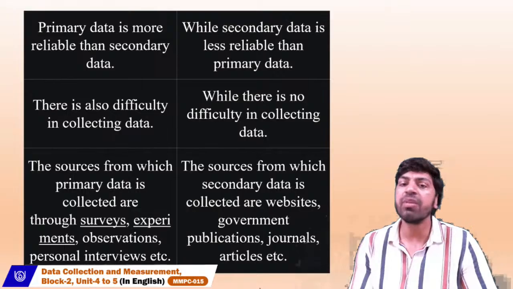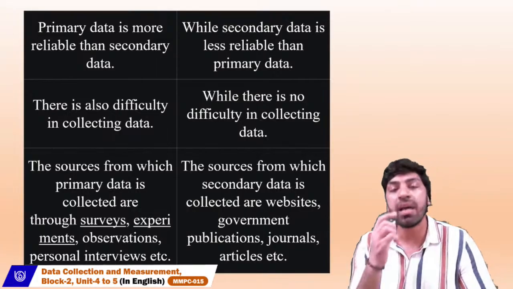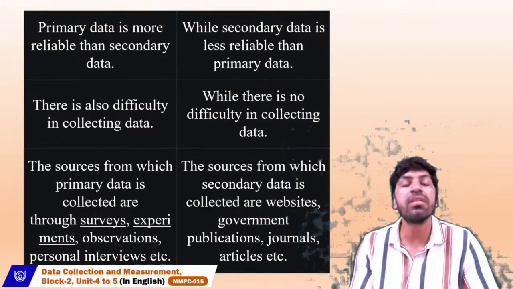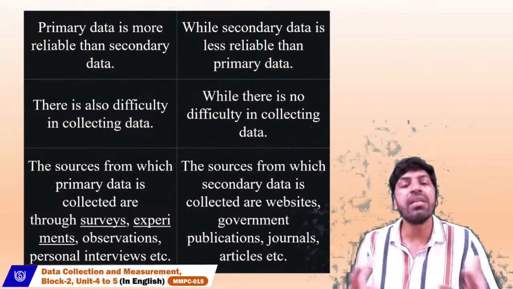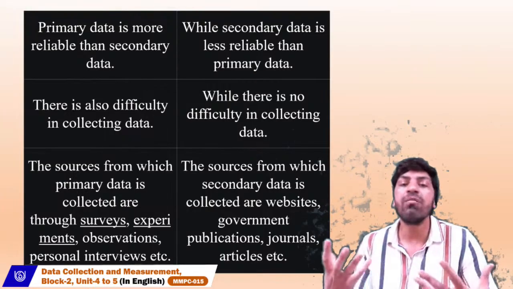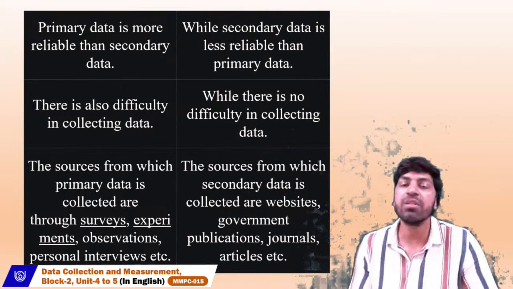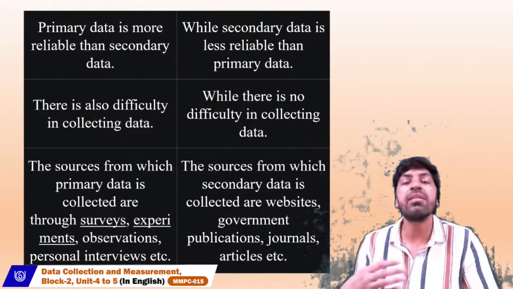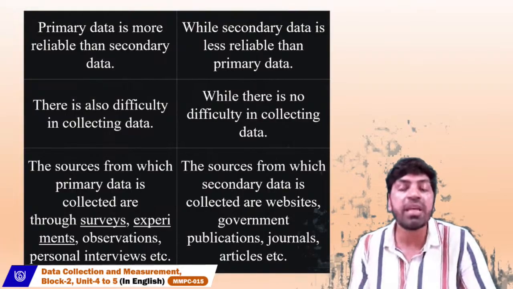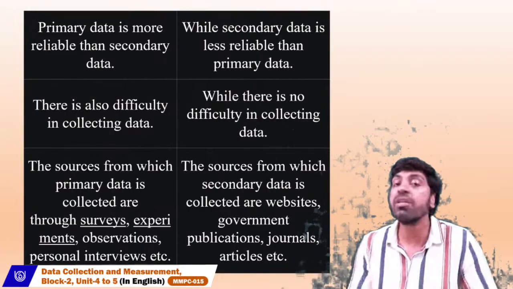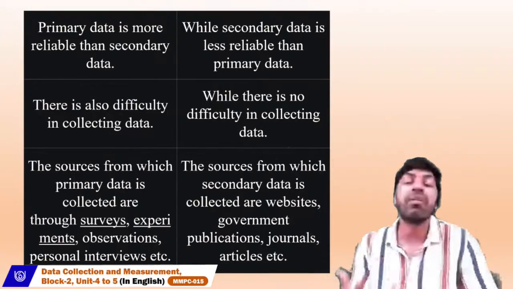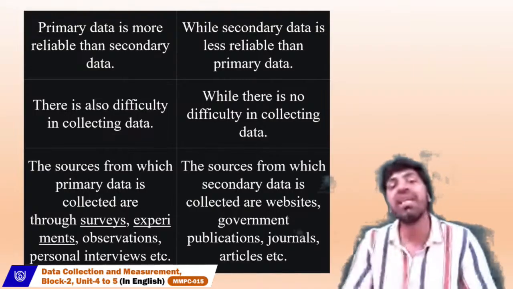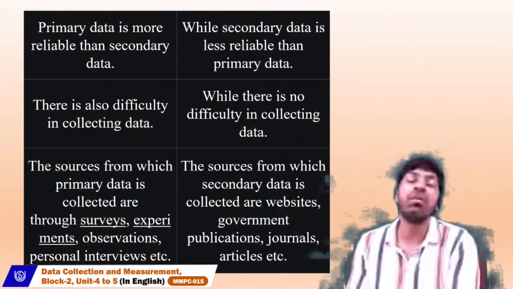But when we talk about secondary data, the sources from which it is collected are websites, government publications, journals, articles, research papers, and online web portals of various organizations where data is published. Let's take the case of cybercrime data that is already available on the cybercrime websites of the respective years. If any researcher would like to study cybercrime in India, they can definitely use the data available on the website as secondary data in their own study.